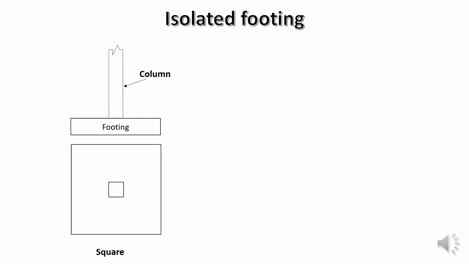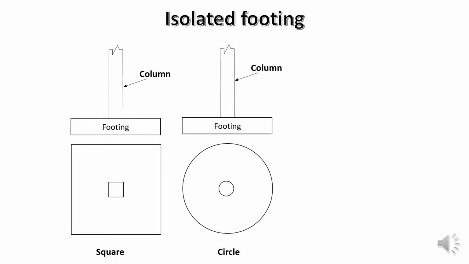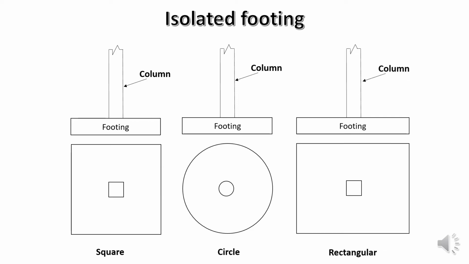Isolated footing. Isolated footing can be classified into three categories. First one is square footings, and second one is circle in plan, and third one is rectangular footings. It will be rectangular in plan.